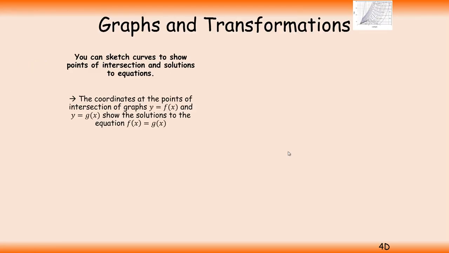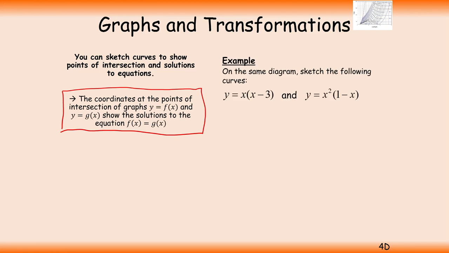As it states in this statement here, it tells us that the coordinates of the points of intersection of y equals f of x and y equals g of x are the solutions to the equation f of x equals g of x. So let's have a look at an example and see if we can solve an equation like that.